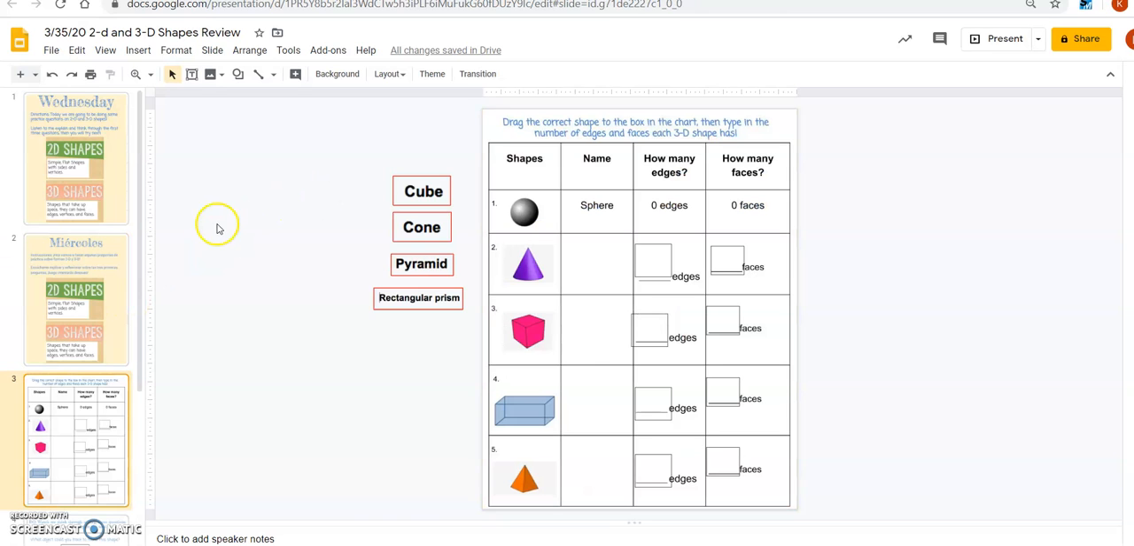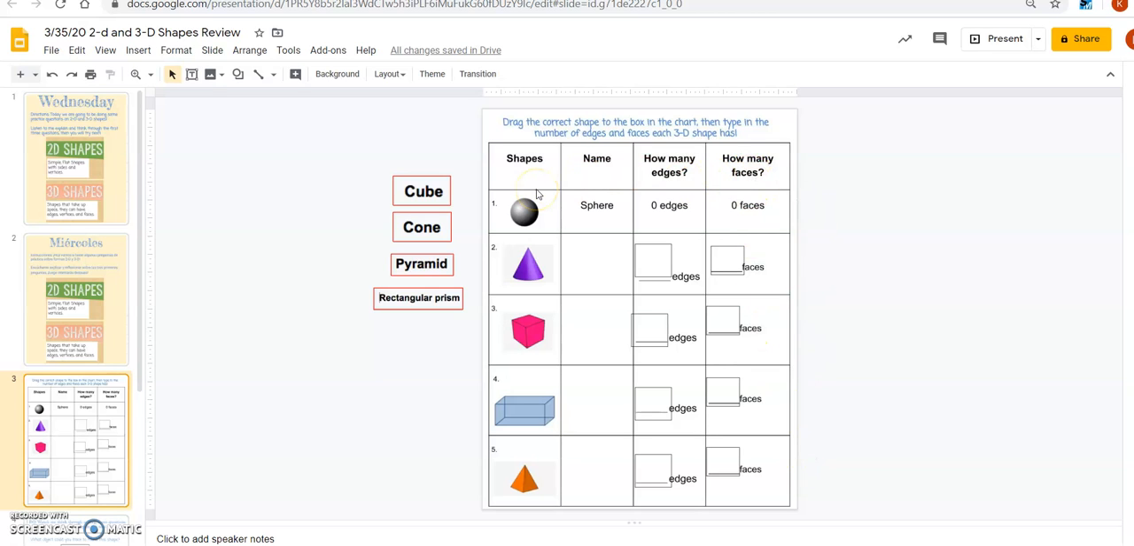Before I model the first three questions, I'm going to need your help filling out a chart on three-dimensional shapes. I know that some 3D shapes have different faces made up of 2D shapes, which is kind of cool. So let's fill out this chart together. As I fill it out, I would like you to be thinking along to see if you agree or disagree with what I'm saying. It says to drag the correct shape to the box in the chart, then type in the number of edges and faces each 3D shape has. So I see my shapes here, the name, my number of edges, and my number of faces.